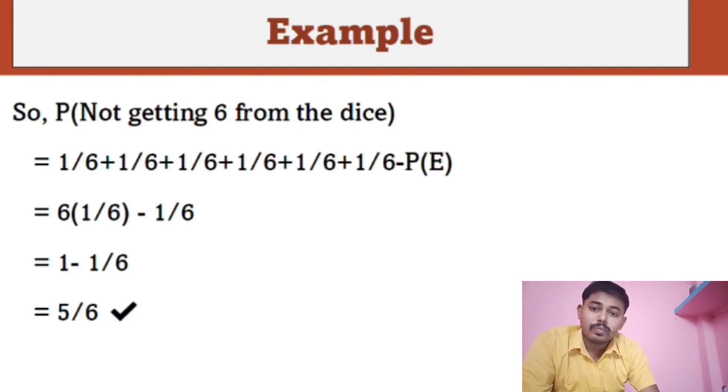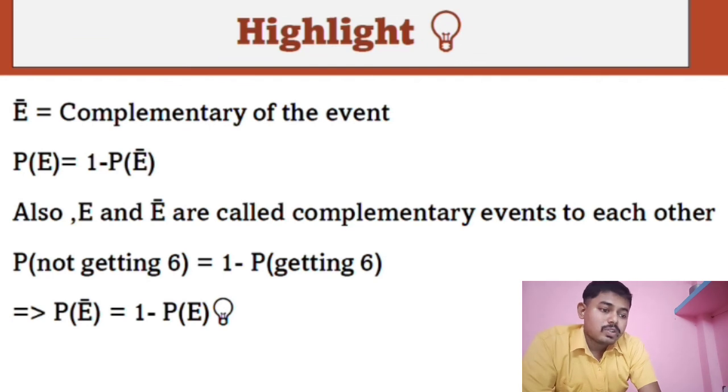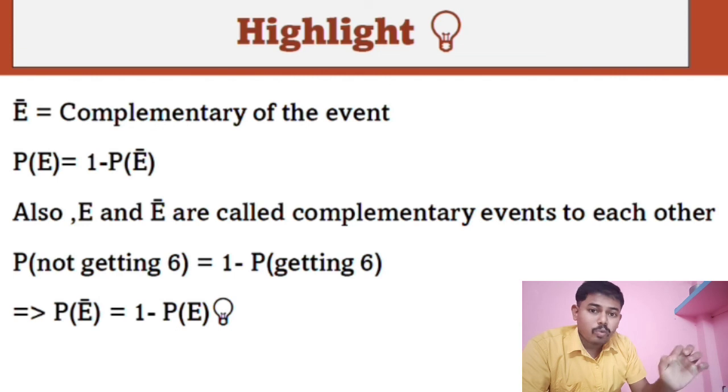Okay, I hope you get the point. So E bar is the complement of the event E, and E and E bar are complementary events to each other. You get my point? If P of E equals, suppose, 1 by 6, then P of E bar equals 1 minus 1 by 6. So P of E equals 1 minus P of E bar.